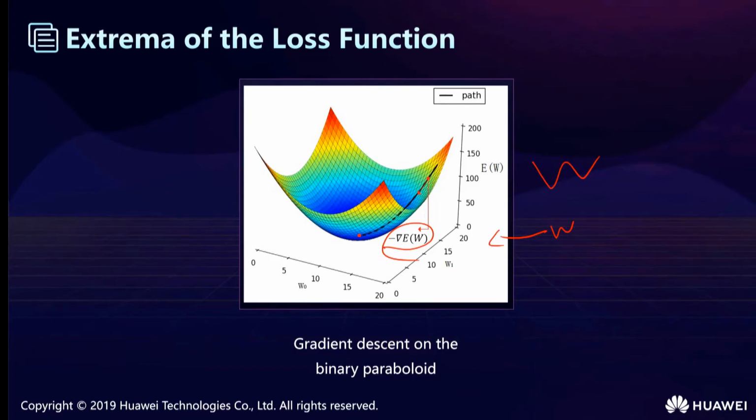We know that the negative gradient is the direction of steepest descent. So we can start from a point and go along the negative direction of this steepest descent to find the minimum point of E(W). This is the core idea of the gradient descent method.